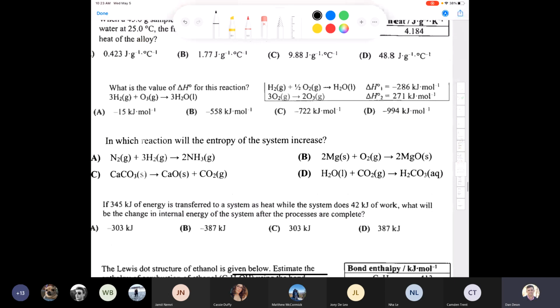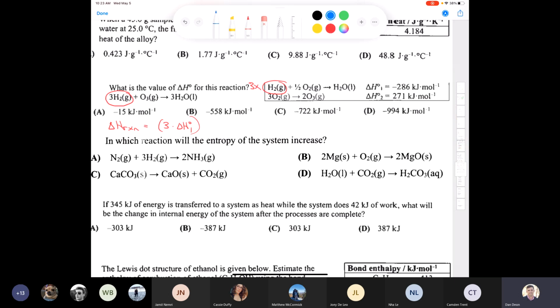Since we have 3 hydrogens, right, we have 3 hydrogens over here. The only place that we see hydrogen over here with these 2 reactions at all is right here. So that tells me I've got to take the first reaction and multiply it by 3. So I'd have to take H1 and multiply it by 3. And when I do that, I'll say delta H of my reaction is going to be equal to 3 times delta H1.